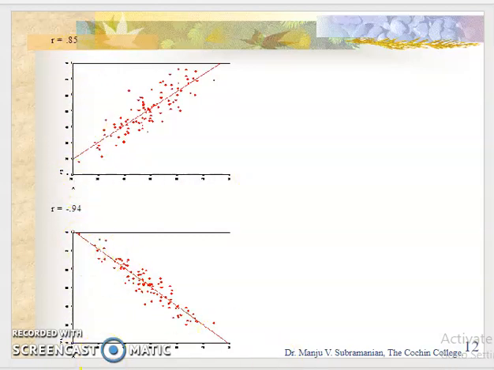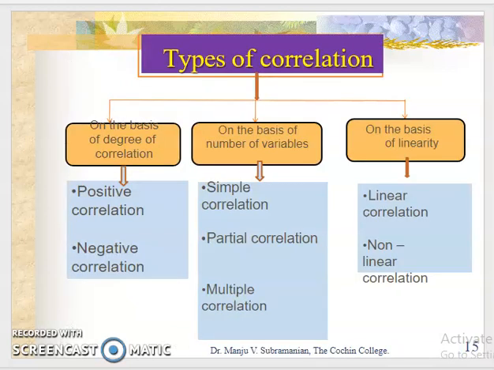Here it is negatively correlated. This line comes down, so the x values and the y values are negatively correlated. So we are able to find out the relationship between the two variables. Furthermore, we can discuss the different types of correlation.